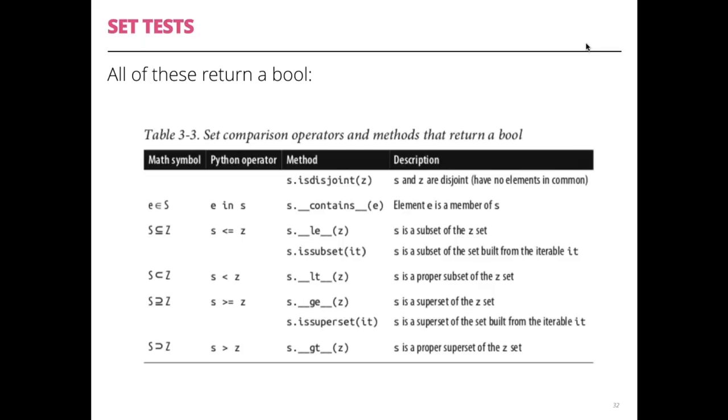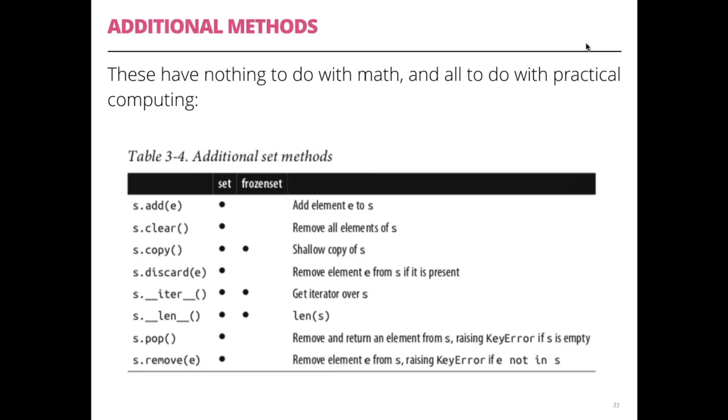So, okay. Finally, there are some methods that the set type implements that have nothing to do with math, but with practical needs of computer science, because sometimes you need to copy a set, or you need to remove elements and so on. Here I show with those little bullets which are implemented by set and which are implemented by frozenset. Of course, only the ones that don't change the set are implemented by frozenset.